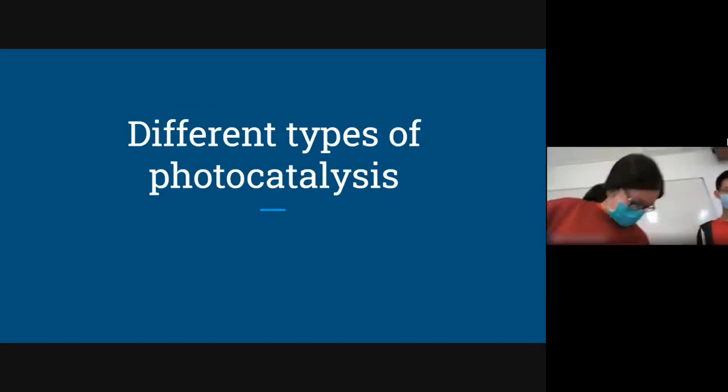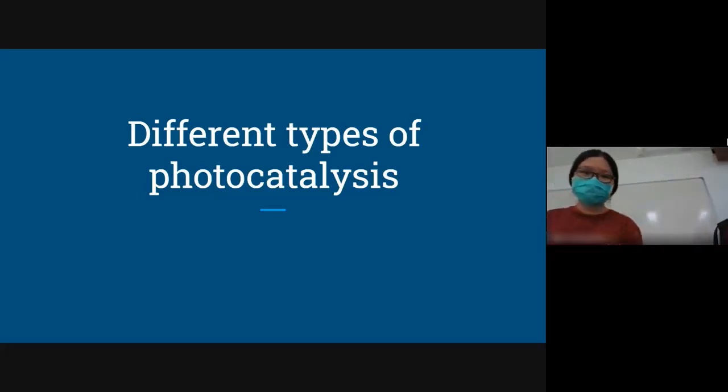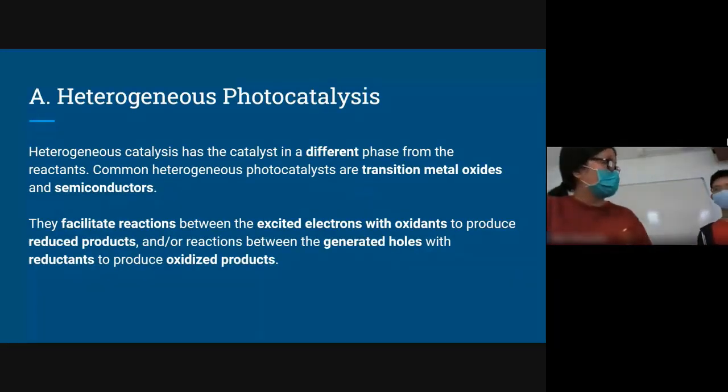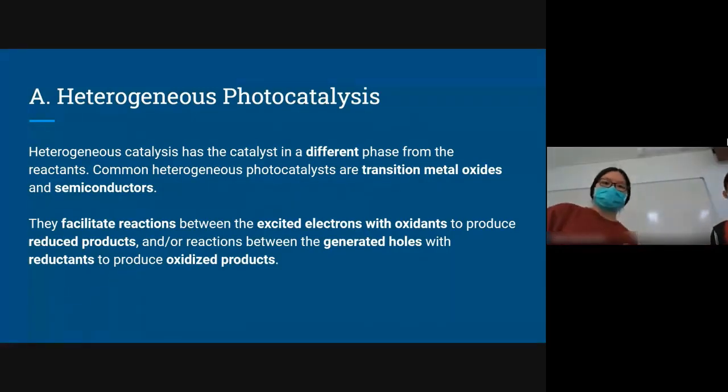Okay, so the next part of this presentation will be on the different types of photocatalysis. For today, we're going to talk about heterogeneous and homogeneous, and I'll focus on heterogeneous for now. So heterogeneous catalysis is where your catalyst is in a different phase from the reactants. Common photocatalysts include transition metal oxides and semiconductors.